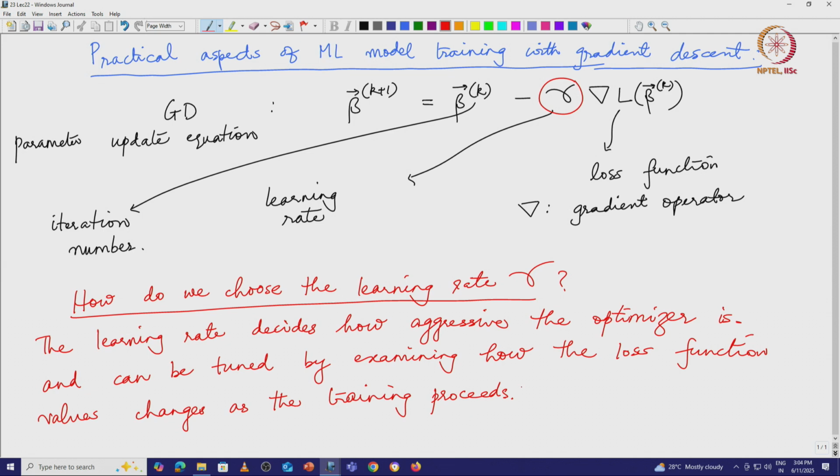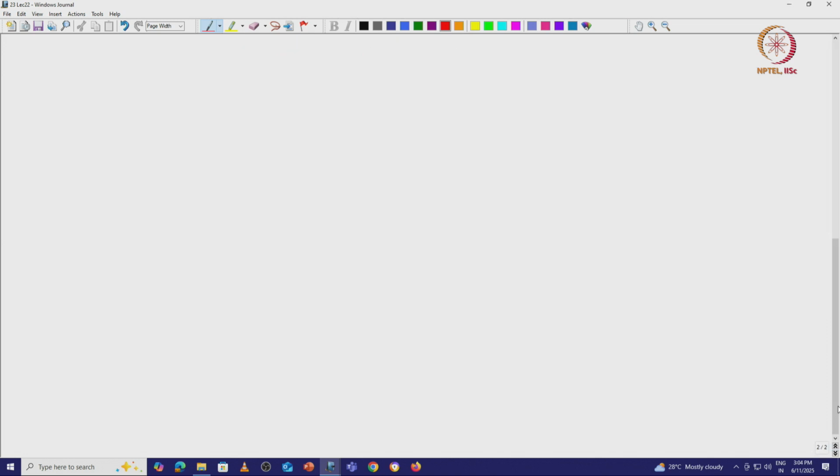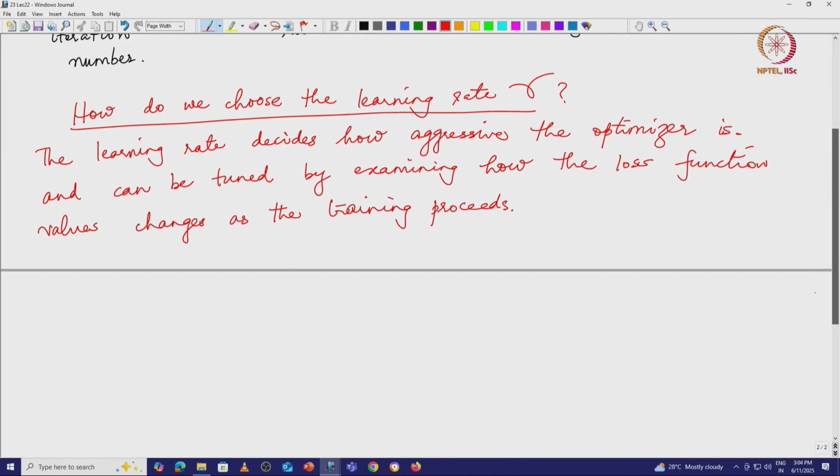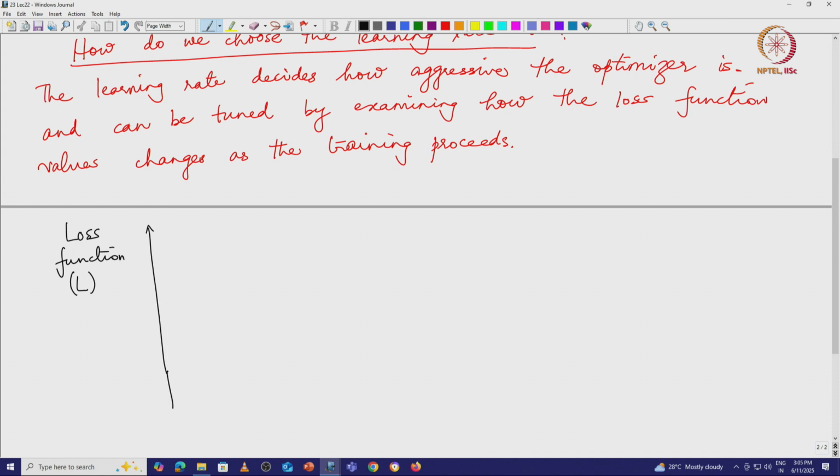Hopefully it is reducing, but in some cases if your optimizer is too aggressive, you can in fact increase the value of the loss function. So what you do is you plot the value of the loss function L as a function of the number of iterations, and we were using the index k for the iterations. So there can be a few scenarios that can pan out.